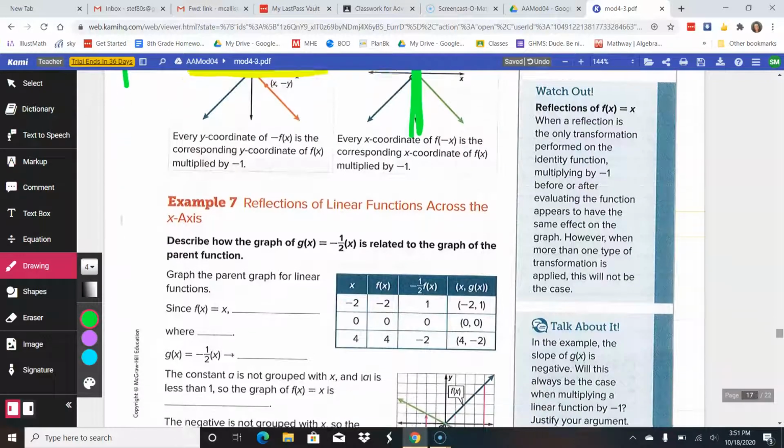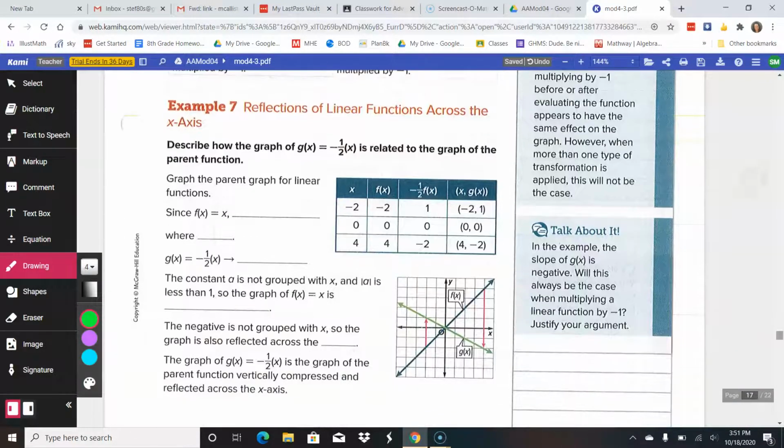So what does it look like in terms of numbers? Well, if I have g of x equal to -1/2 x, plot the points down. Plot the points down. If you take a look at the numbers, it might also help you.